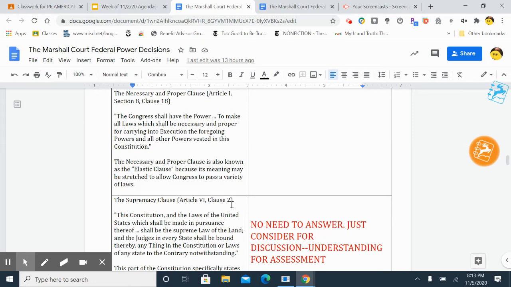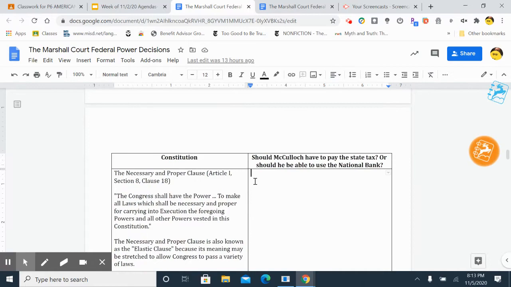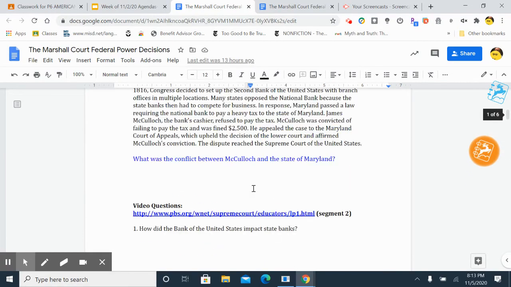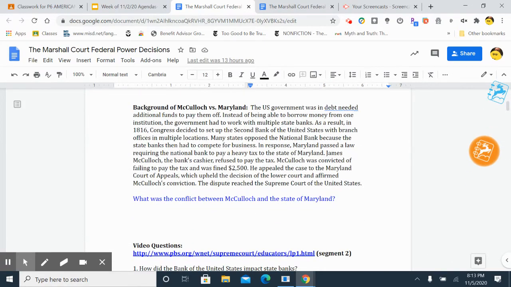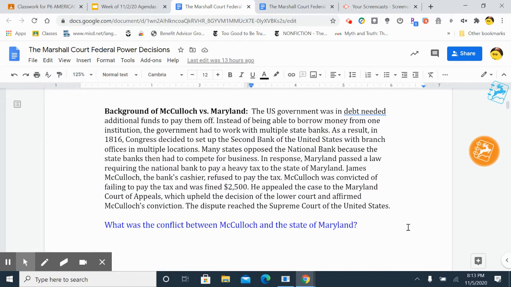So again, what was the conflict between McCulloch and Maryland? Well, the United States had a lot of debt, and they were trying to pay off some of this debt, and it was too cumbersome to go to these small banks. So what they did, and let me zoom this in a little bit here, instead of going to these small banks, is they set up their own Second National Bank of the United States. But many states opposed the bank because the state banks had to compete for business.